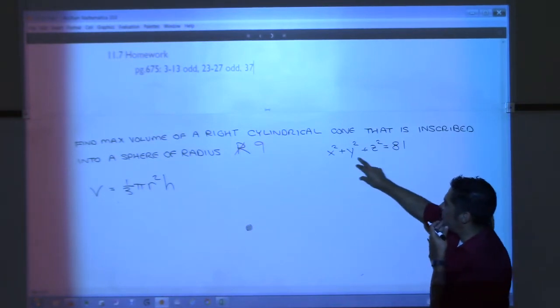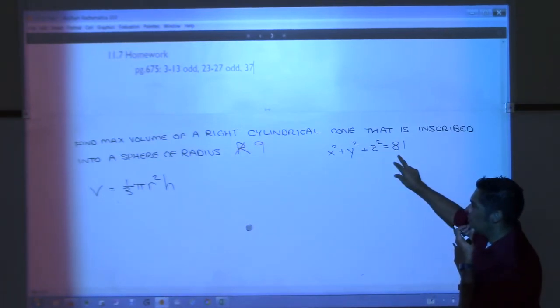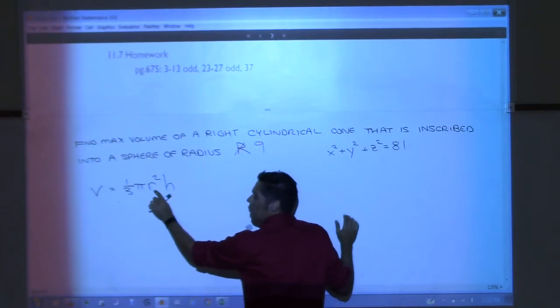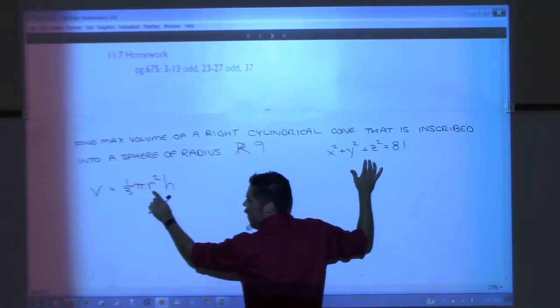I'm not sure what you're saying. This equation here, replace it. Yeah, but replace what? With r squared in the volume of the cone. Oh, with this. But this is the radius of the cone, not the sphere, right? That's the difference here.